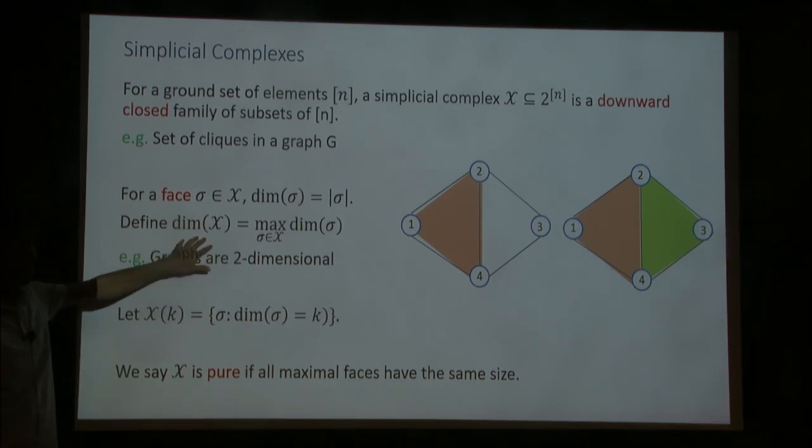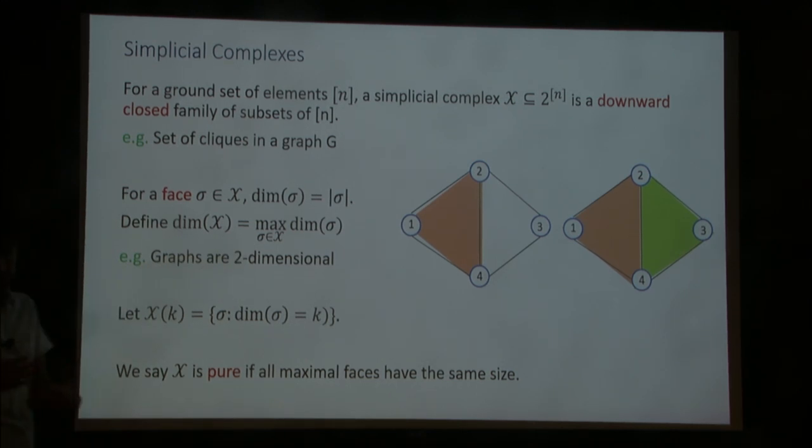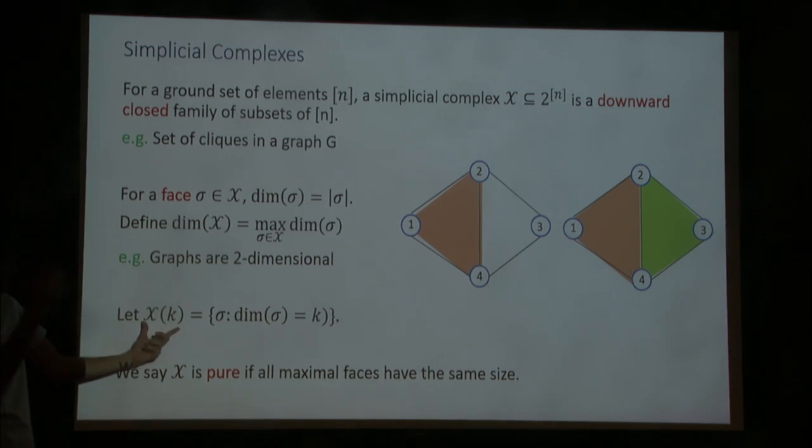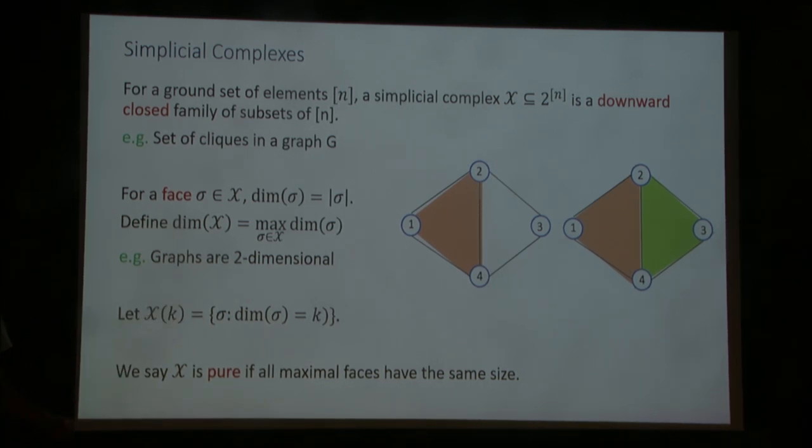The dimension of the simplicial complex is the largest set, or the face or the independent set with the largest size. So this is exactly the rank when you talk about the matroid. You can think about the graph as a two-dimensional simplicial complex. Dimension 1 faces are vertices, dimension 2 are edges. I want to use this notation to denote faces of the complex of size k.